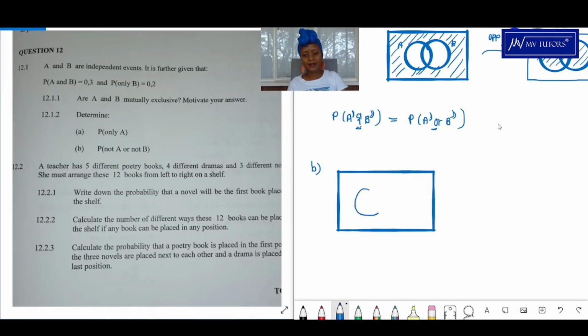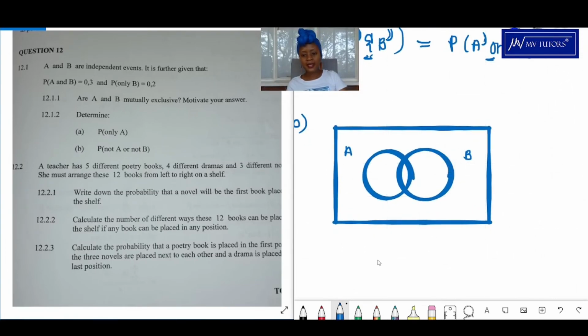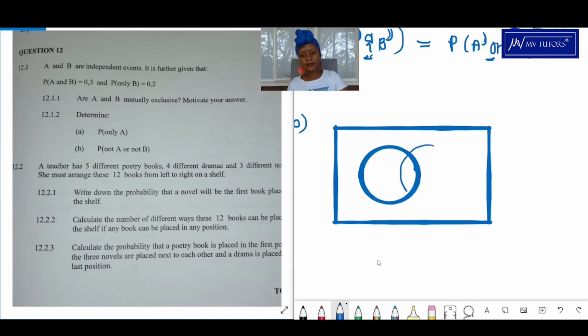Okay, this is A, this is B. Okay, just gonna zoom in there. All right, we had 0.3. Okay, now this thing is quite small. Let me just make them a bit bigger. Our intersection was 0.3. B only was 0.2, A only was 0.3, and everything else outside, that's just 0.2.